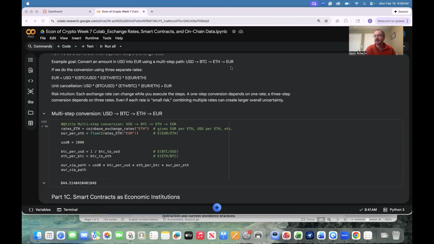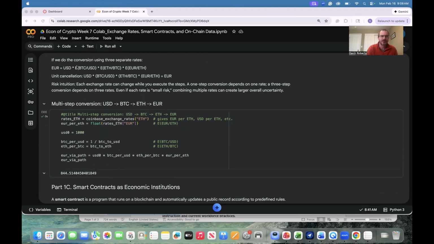And maybe something about that smart contract pays in euros. So just thinking about the risk or the conversions that are underlying this transaction, maybe each of these steps is made. If we do the conversion using three separate rates, we'd have Euro, USD. So here we have BTC over USD, USD cancels. Ether over BTC. So BTC is canceling now. And then Euro over Ether, Ether's canceling out. And so we have only euros after our cancellations if we're careful about it.